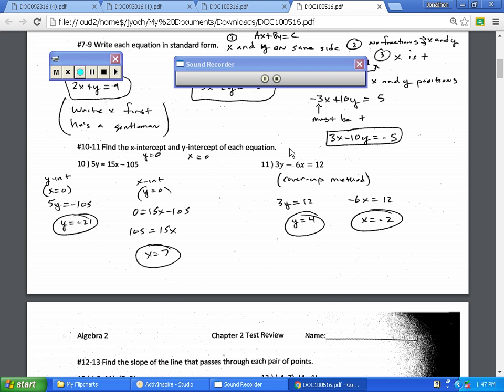So let 0 equal 15x minus 105. Move 105 to the other side. 15x is equal to 105. On 11 here, the cover-up method. Cover up -6x, you got 3y equals 12. Y is 4. Cover up 3y, you got -6x is 12, x is -2.